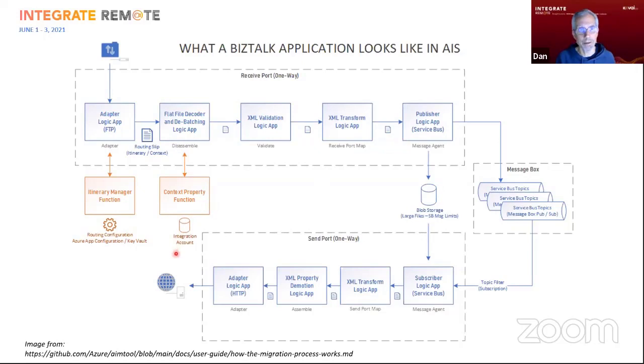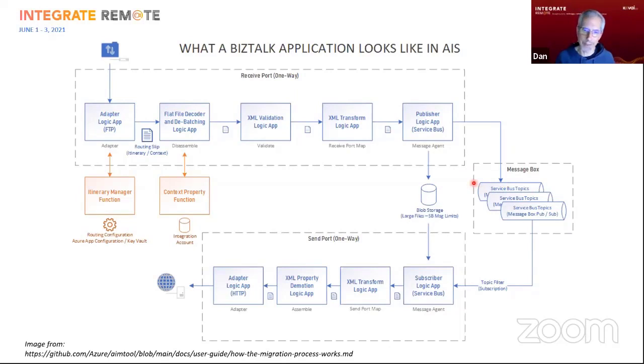And with the help of an integration account for your schemas and your maps, the itinerary and the routing slip is managed through a function which makes use of Azure App Configuration. And actually, this is fronted by an API Management instance. The message box in Azure Integration Services is actually Service Bus.